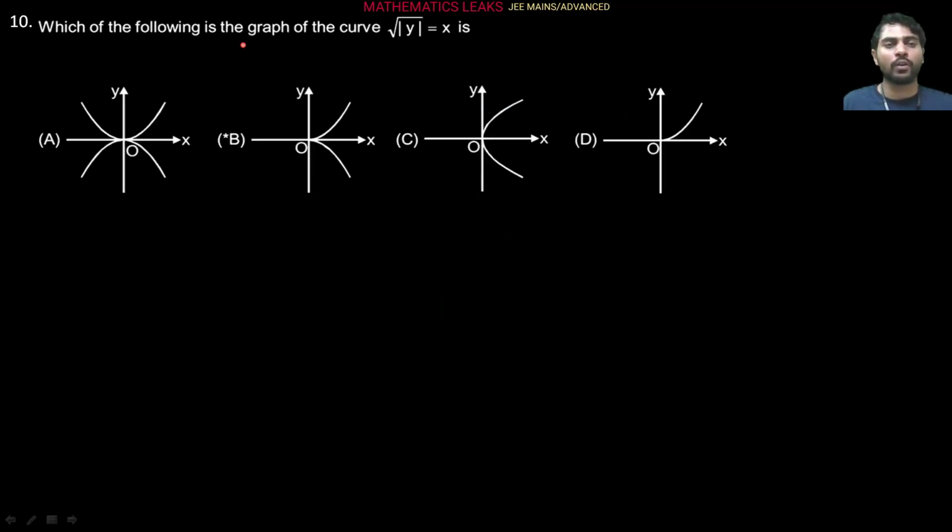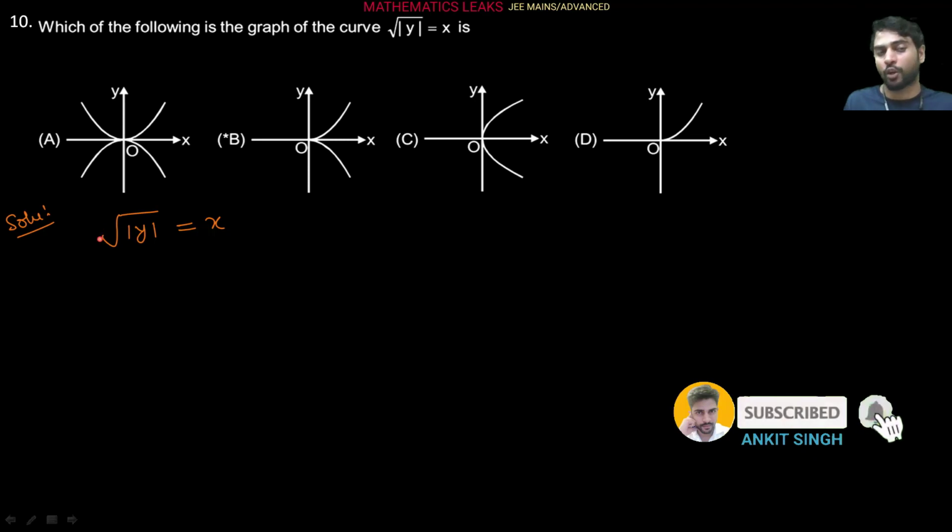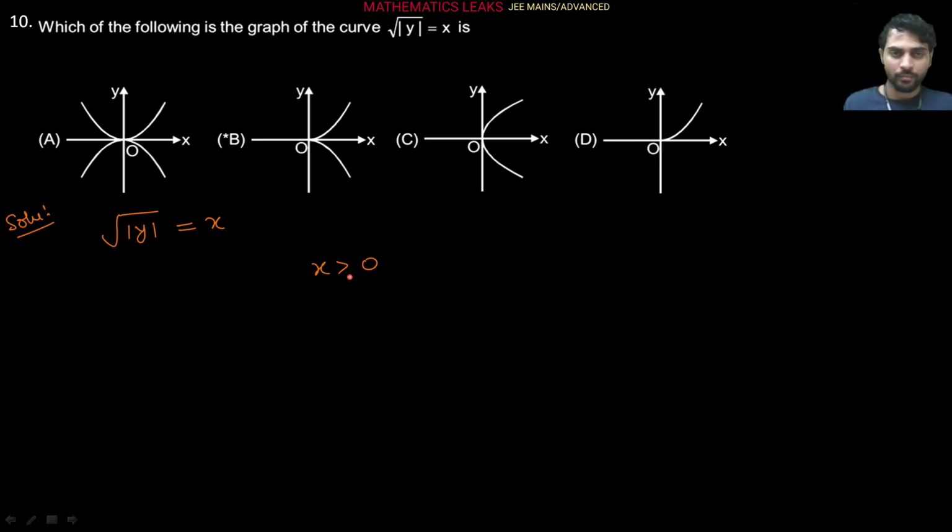Next question is, which of the following is the graph of the curve root over mod of y is equal to x? So let's solve it. Since you can see this is root over mod of y is equal to x, whenever this root is defined, since no sign is mentioned here, it will always be positive, correct? So x will always be greater than 0. That is 100% clear from this point. Clear? x is always greater than 0. This option is not possible. Directly you can exclude this option.